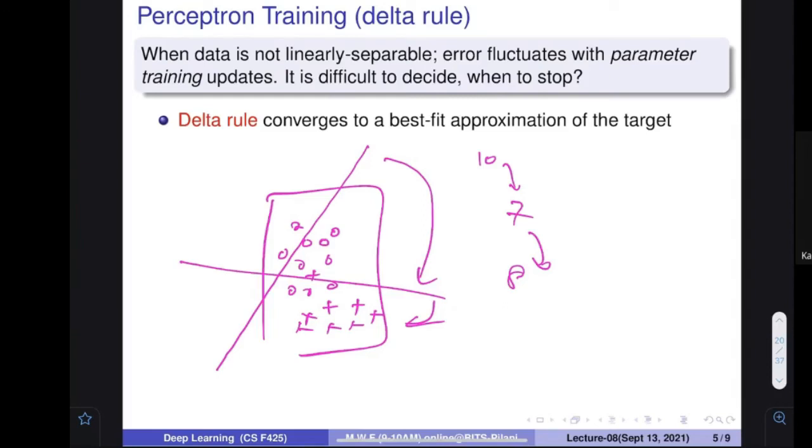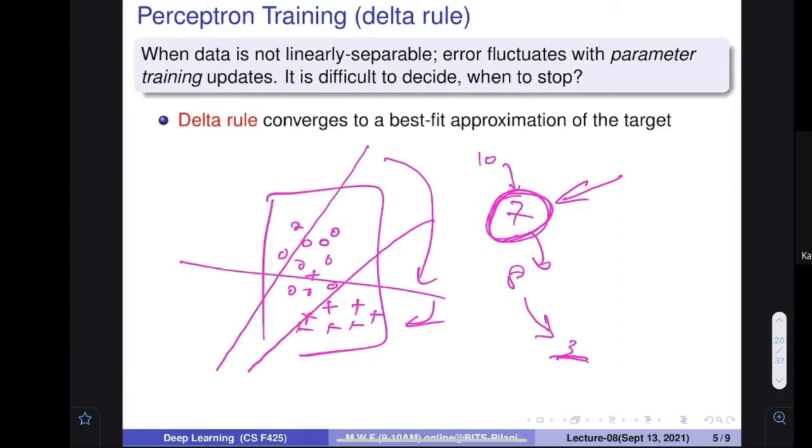Understand? In the next iteration, when the line becomes this, I would be getting the error on 8 points. It is also possible. We have seen that in the first perceptron class. So it is very difficult for me to understand whether we should stop at this particular 7 points, or we continue, because maybe at a later point of time we can get the error on 3 points. We don't know here.